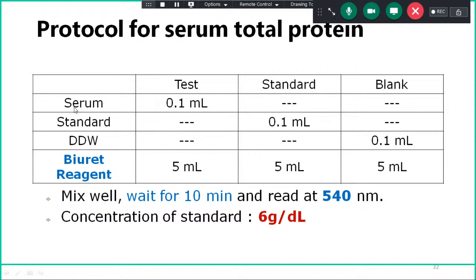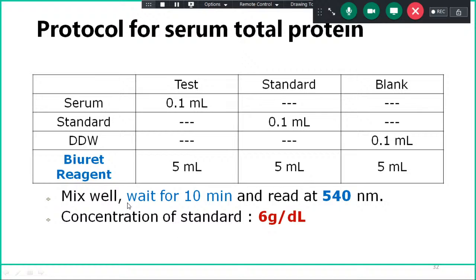In the test tube we will add the serum in which the protein needs to be tested. The volume of serum that we will use is 0.1 ml. Similarly, in the standard test tube we will add a standard of known protein concentration, that is 6 gram per dl, and we will add 0.1 ml of that solution, and in the blank we will use just distilled water. Finally, we will add biuret reagent in equal amounts to each test tube, 5 ml in the test, 5 ml in the standard and 5 ml in the blank test tube.